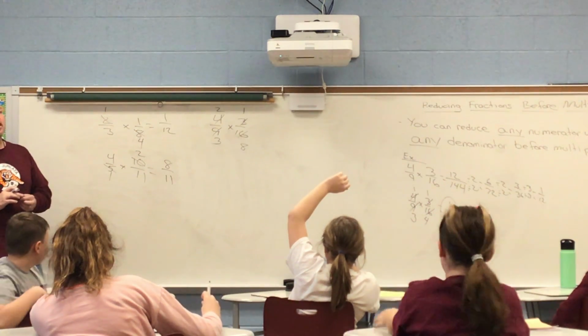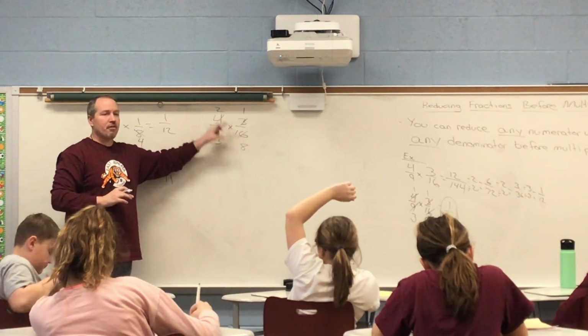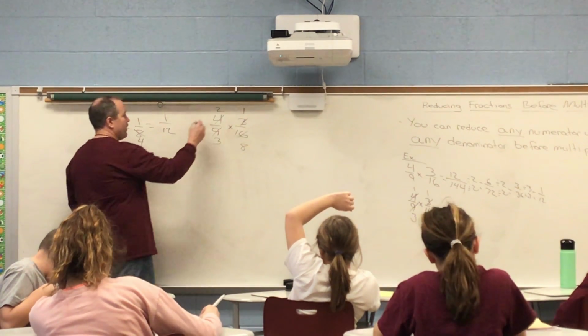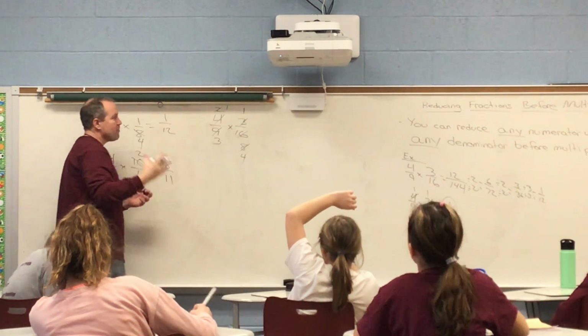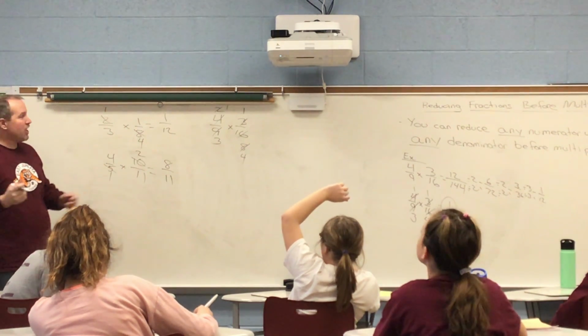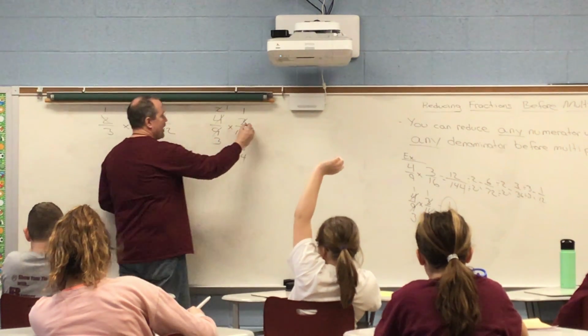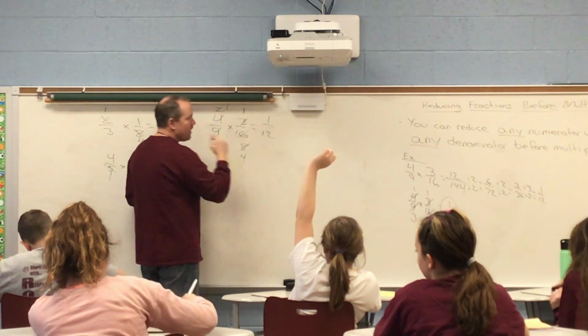Jaden? The 2 and the 8. They're still even, right? We can divide them both by what? 2 divided by 2 is? 8 divided by 2 is? 4. Okay? Anything else we can reduce? No. Okay, once you have ones on top, you know you're done. Now you multiply. Top times top is 1, bottom times bottom is 12, giving you 1/12.